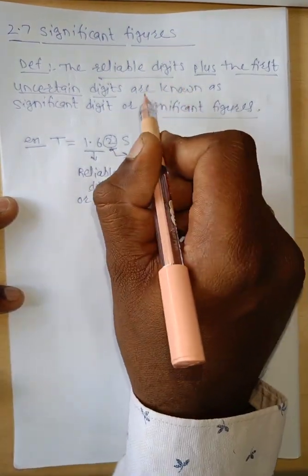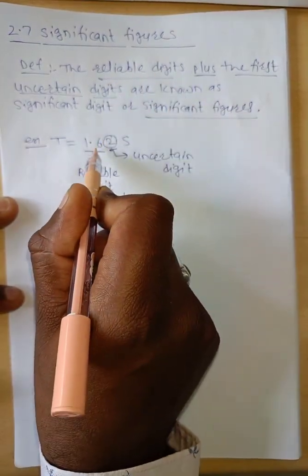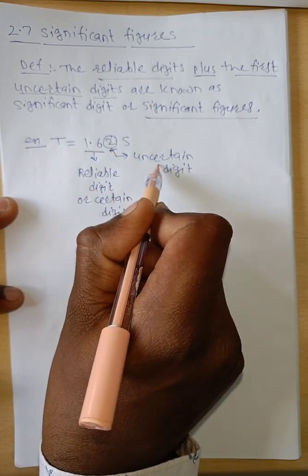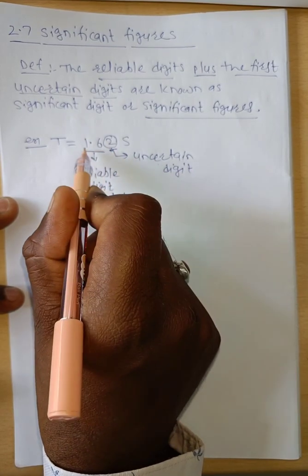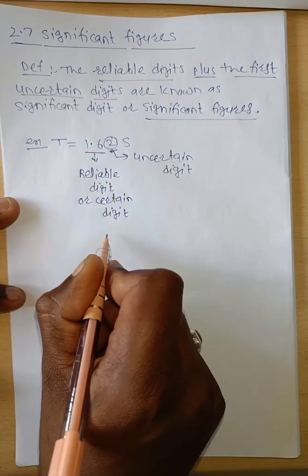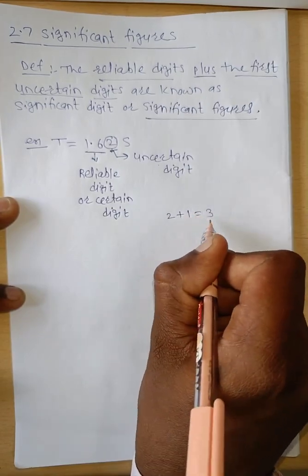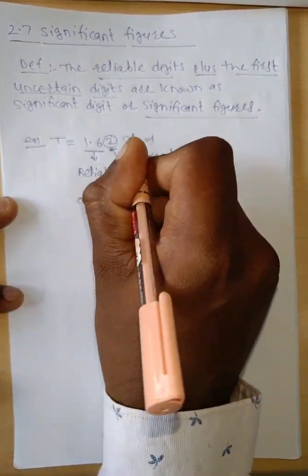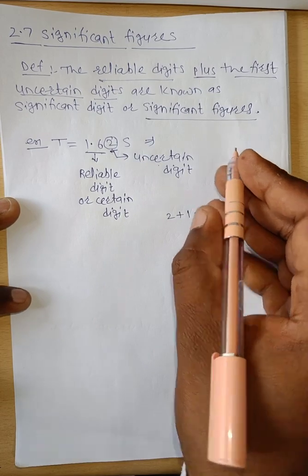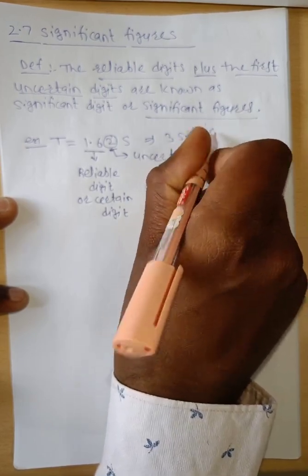What is meant by significant figure? It means the total number of reliable digits plus the uncertain digit. In that case 1 and 6 are reliable digits and 2 is the uncertain digit. Then how many significant figures? Reliable digits 2, and uncertain digit 1. Therefore it has 3 significant figures. The time period t is equal to 1.62, having 3 significant figures.